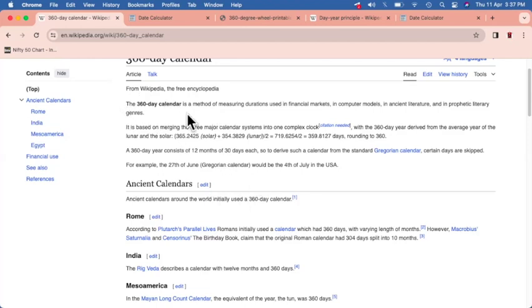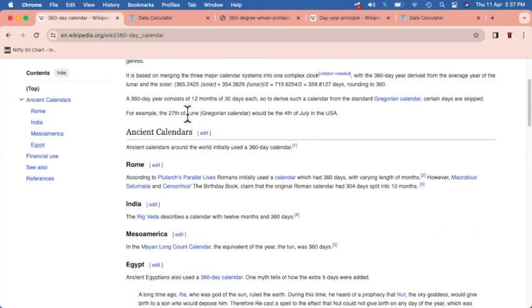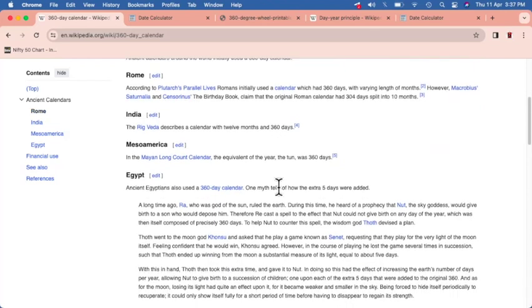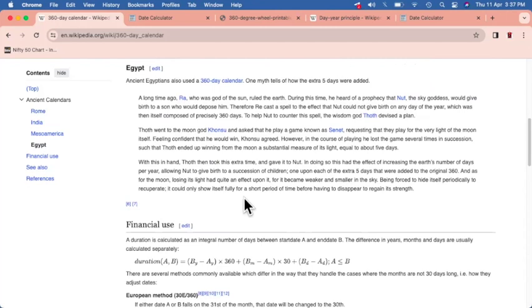And this has not just come from anywhere. The Romans used this calendar of 360 days. In India, the Rig Veda did talk about 12 months and 360 days. Egypt and other places, again, we can talk about these calculations. We can get into the details of that.